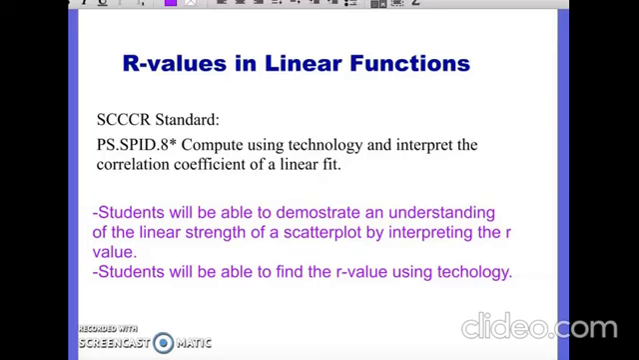The South Carolina standard that we'll be addressing today is to compute using technology and interpret the correlation coefficient of a linear fit. So what does that mean for students? Students will be able to demonstrate an understanding of the linear strength of a scatter plot by interpreting the R value, and students will be able to find the R value using technology.